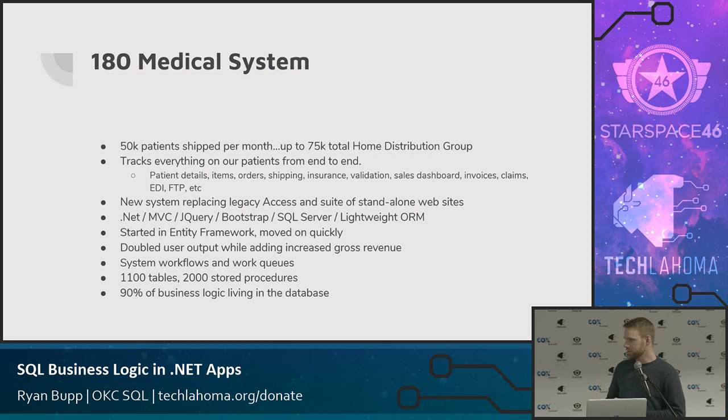So we track patient details, we track orders, items, shipping, everything. We do the insurance claims. Because we're a national supplier, it's not just like a local hospital. We deal with literally every insurance in the country. I think about 1,500 insurances we deal with, and we're trying to increase that. We send EDI, we do FTP, we literally do everything.